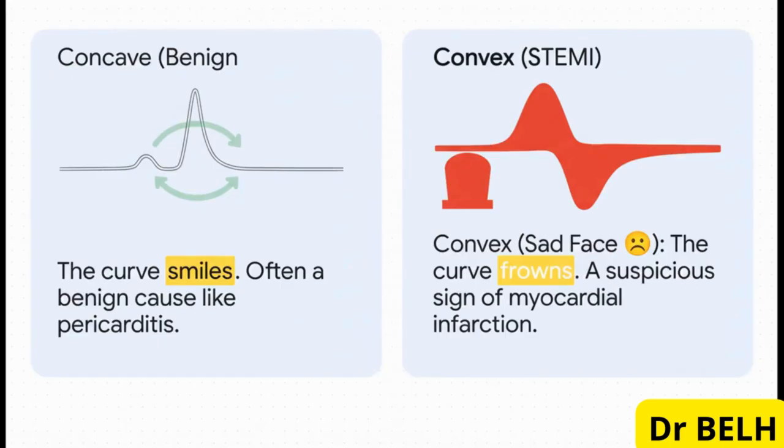When you see ST elevation, there is one question you absolutely must ask. What is its shape? If the segment curves upward like a smiley face, we call that concave. This is often seen in less scary conditions, like pericarditis. But if it's convex, arching downwards like a frowny face, or even a tombstone, that is a massive red flag. That is highly suspicious for a STEMI, a major heart attack. One smiles at you, the other one is a sign of impending doom. You have to know that difference.